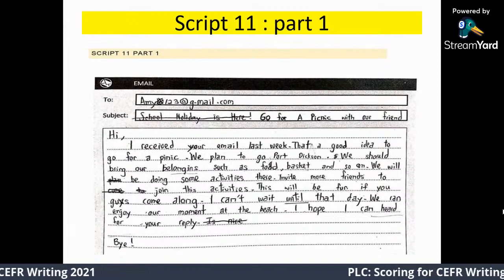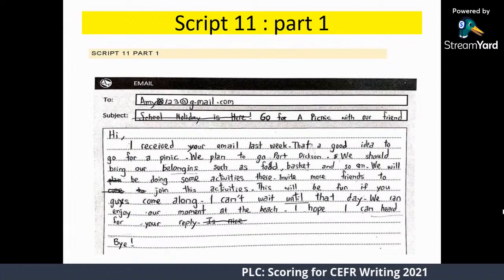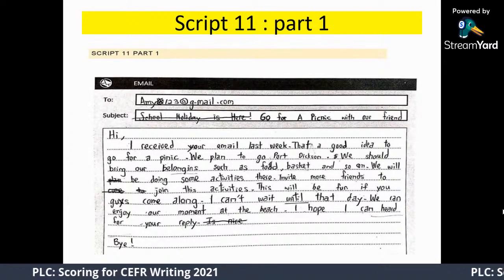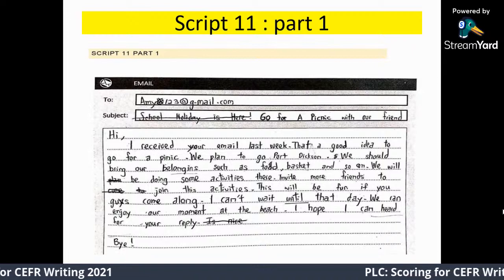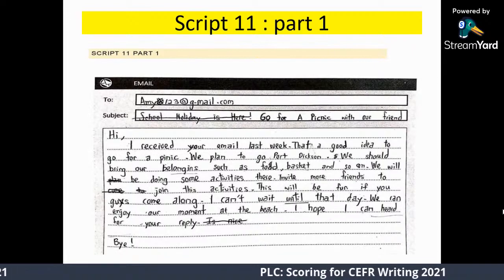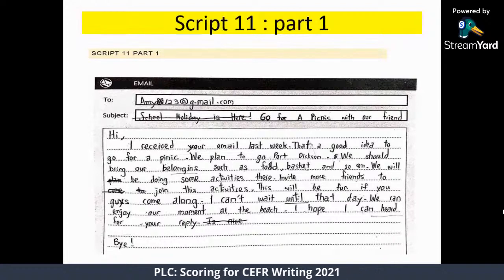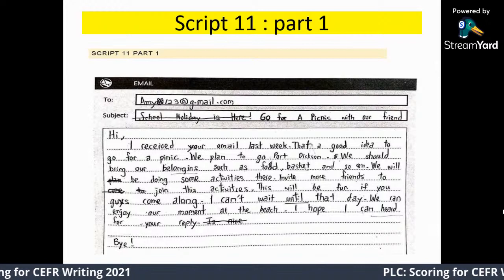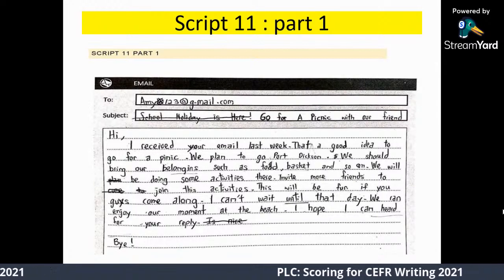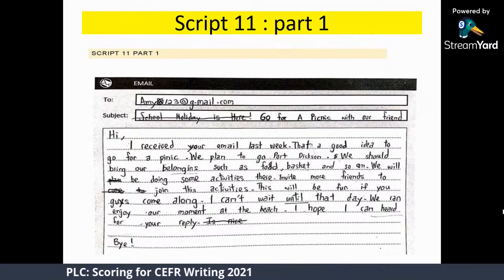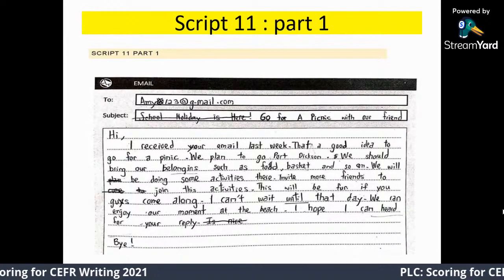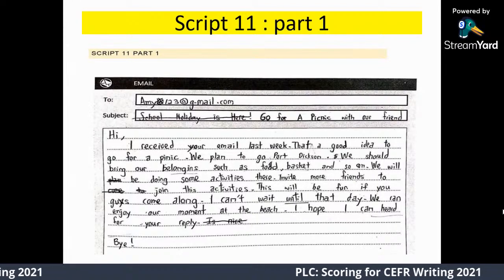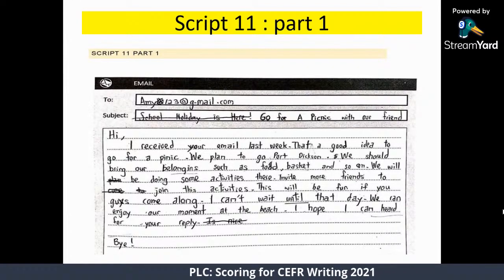Next, communicative achievement. Simple ideas, a simple ways about picnic is given. I received your email last week. This will be fun. I can't wait. So CA was, any ideas? Okay. Content was 4. CA, yes. Teacher Jenny Lee, you are right. LPM gave it a 3.